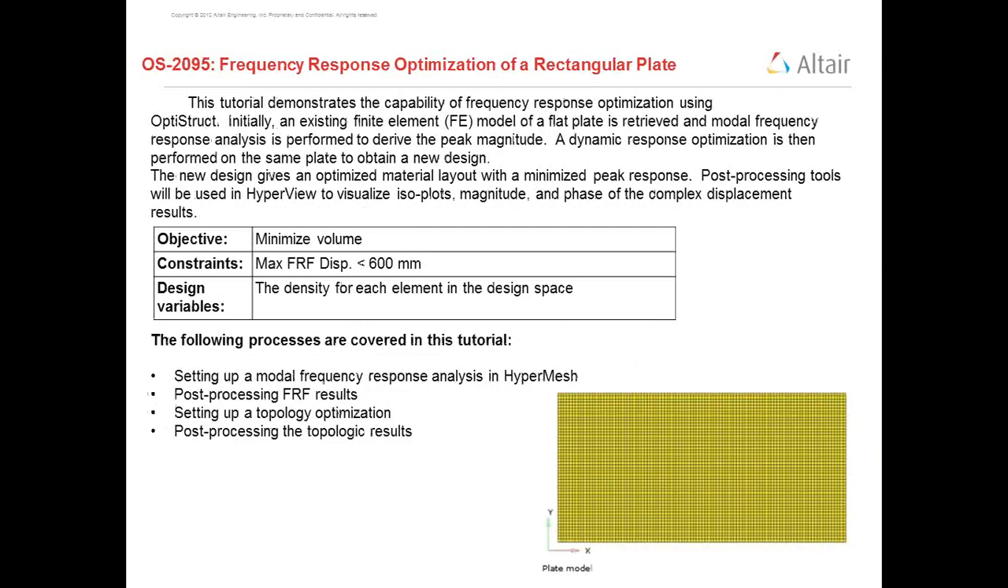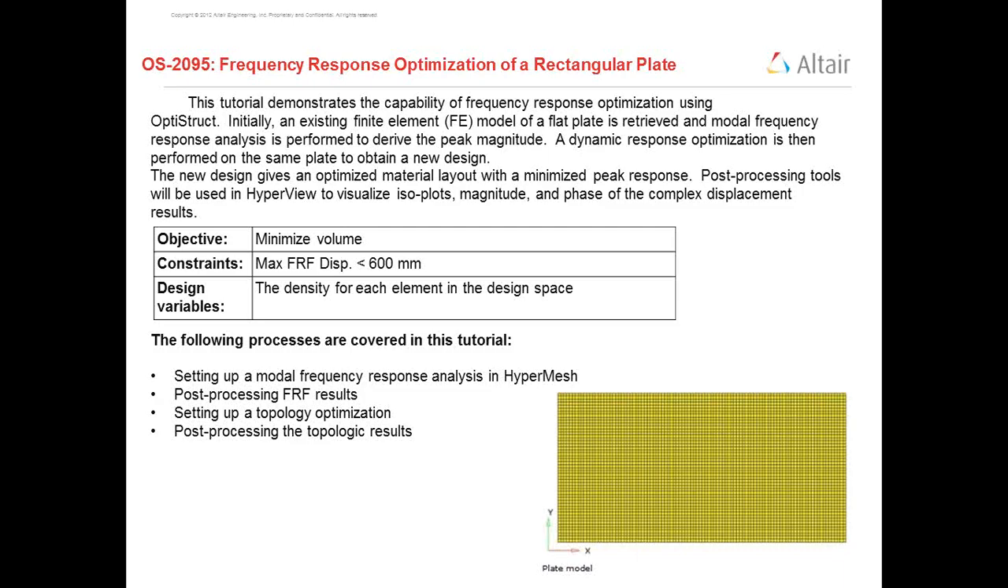Initially, an existing finite element model of a flat plate is retrieved and modal frequency response analysis is performed to derive the peak magnitude. A dynamic response optimization is then performed on the same plate to obtain a new design. The new design gives an optimized material layout with a minimized peak response. Post-processing tools will be used in HyperView to visualize isoplots, magnitude and phase of the complex displacement result.